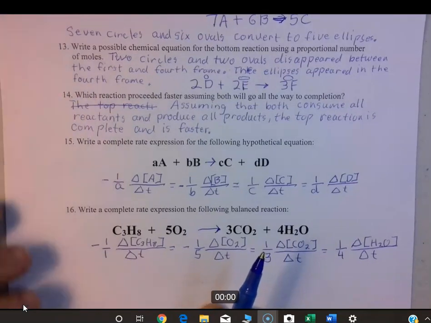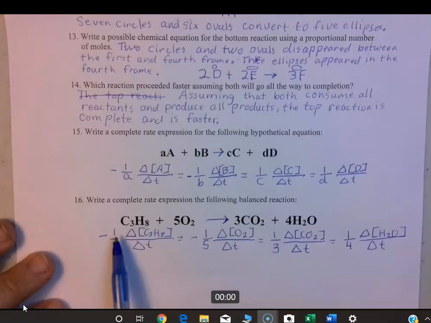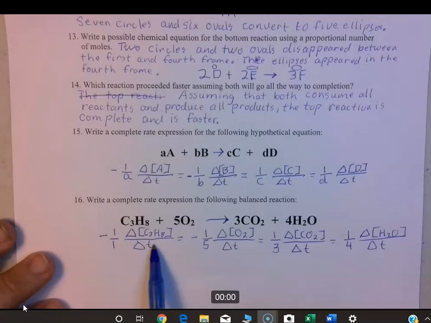This is propane. This is combustion of propane in a combustion reaction. It's balanced. So what we have is a coefficient of 1. So you flip that and you got 1 over 1. You put a negative sign. You really don't have to write the 1 over 1, but you do have to write the negative sign there. And this is the change in concentration of propane over change in time.